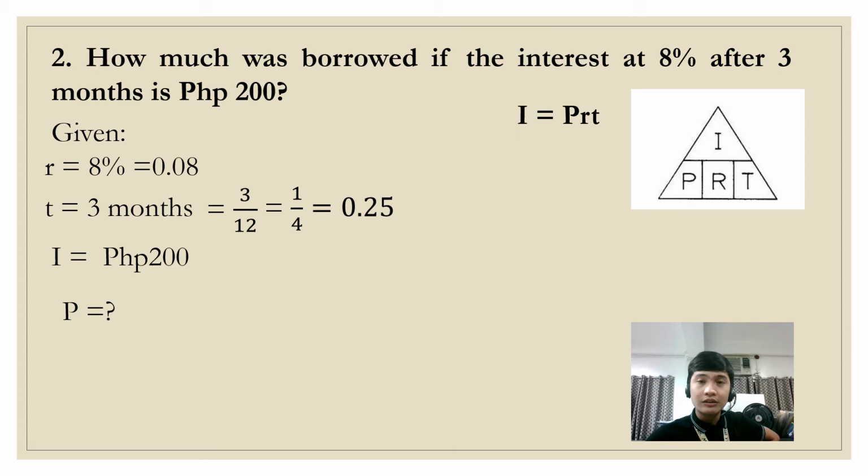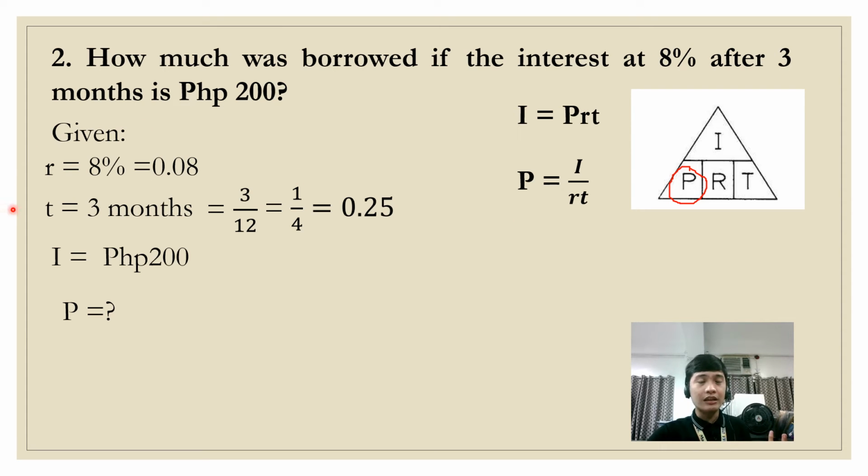Ulitin ko. Dahil ang nawawala sa problem na ito ay si principal, lumalabas, si interest ay i-divide sa product ni rate and time. In other words, pag nilagay nyo yan sa formula, that is P equals I over R times T. So, ito ngayon ang formulang gagamitin natin in order for us to compute for the principal, kasi yun ang nawawala sa problem.